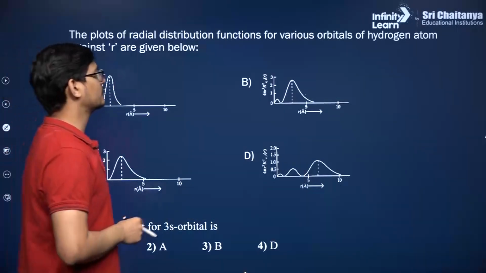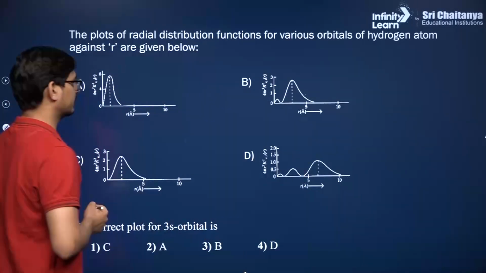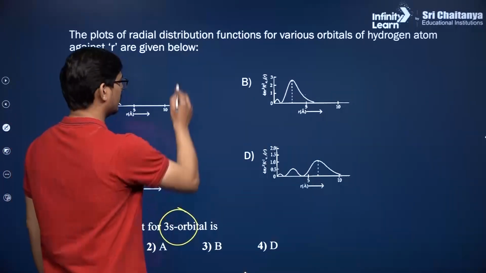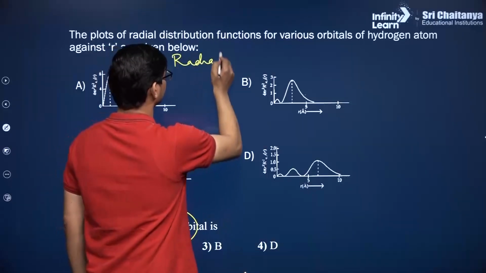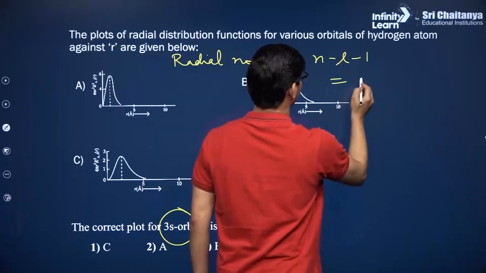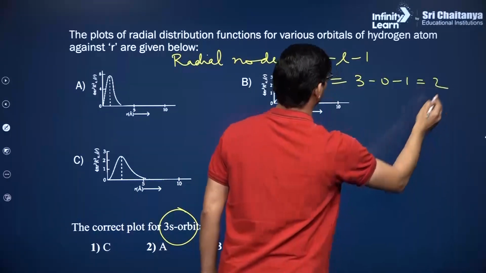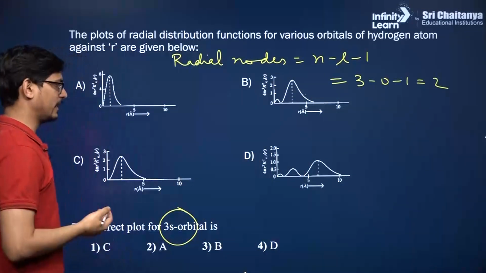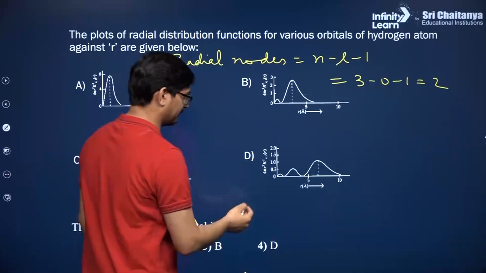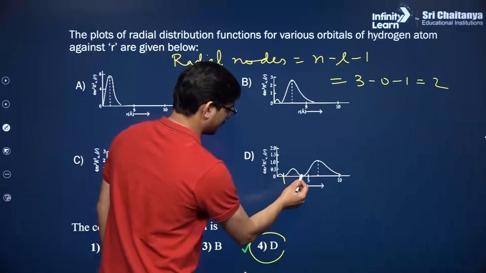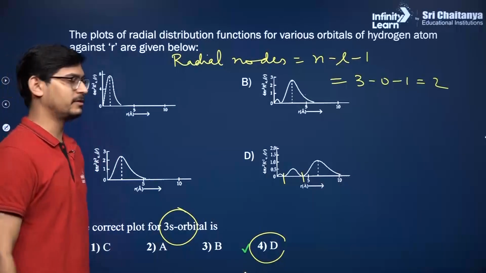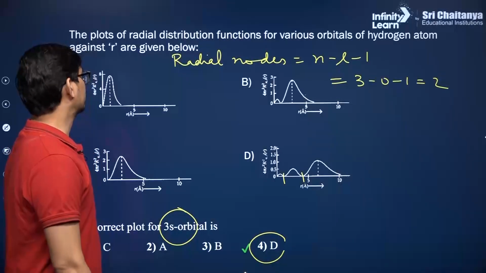The plot of radial distribution functions for various orbitals of hydrogen atom are given below. The correct plot for 3s orbital. So you guys know that for 3s orbital, the number of radial nodes is n minus l minus 1, that is 3 minus 0 minus 1, that is 2. So just look at the graph which has two nodes, that is 2 points exactly where the wave function becomes 0, right? So that is of course the fourth option, because here the graph is touching the x-axis twice, where the wave function becomes 0 and the probability of finding electron also decreases to 0.